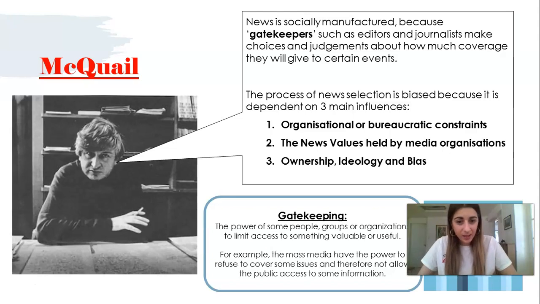Now, a key term I've already said is gatekeepers. When we're talking about gatekeeping, it's the power of some groups or people or organisations to limit access to something useful. So when we're talking about the news and the mass media, we're talking about how people like editors and journalists have the power to refuse to cover certain issues, by choosing to include some stories and not include others. They are not allowing the public access to some information. That's what gatekeeping is, and that's why they're gatekeepers. Imagine someone opening the door, or the gate, sorry, to certain news stories and then closing it to others. That's what we're talking about here.